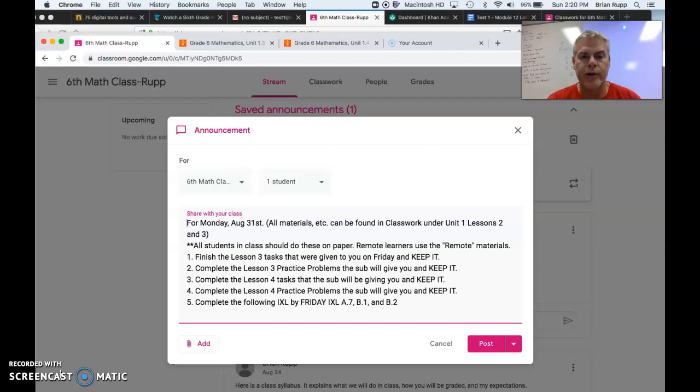The substitute is going to be handing out a variety of papers to you. Some are for lesson 3 and some are for lesson 4. And we will eventually have you mark those in some way, so that you know which ones are tasks and which ones are practice problems and so on.